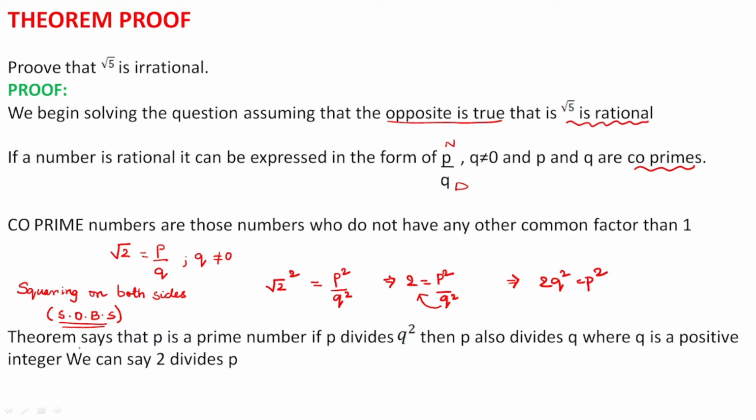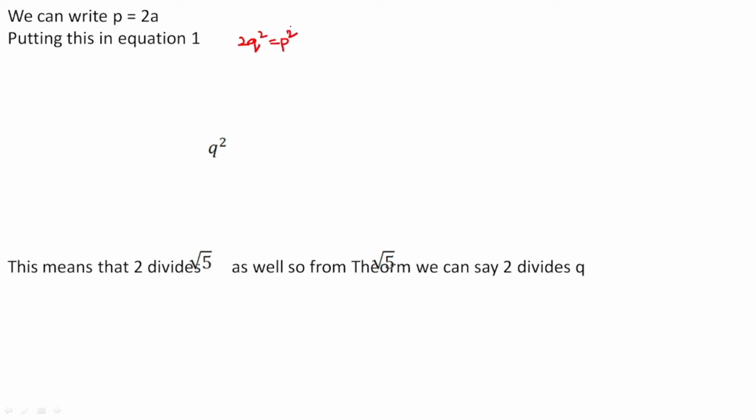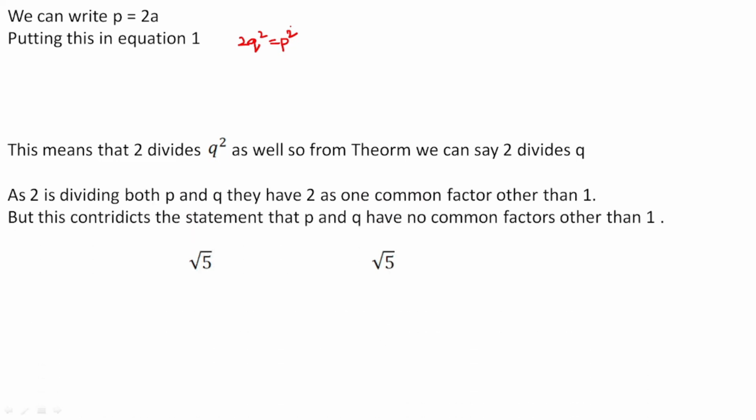There is a theorem that says if P is a prime number and P divides Q square, then P also divides Q. That means if P is dividing the square of a number, it also divides the original base. So Q is the base, right? So it also divides Q, where Q is always a positive integer. So considering this statement, we say that P equals 5a, and from equation 1 we were left with the condition 5q square equals p square. This was equation 1, and this means that if 5 is dividing p square, then 5 also divides p.